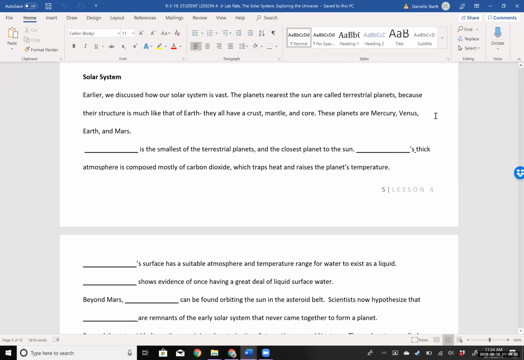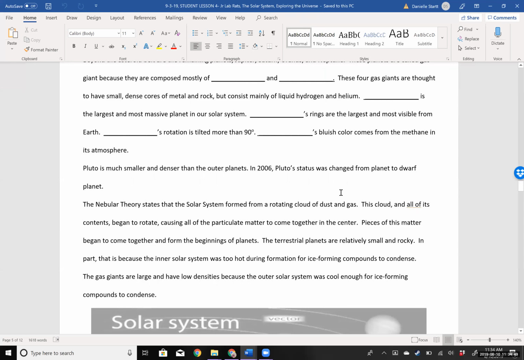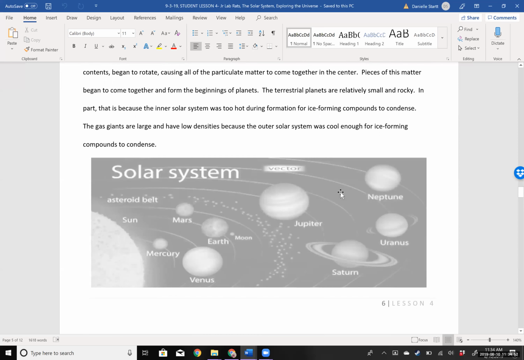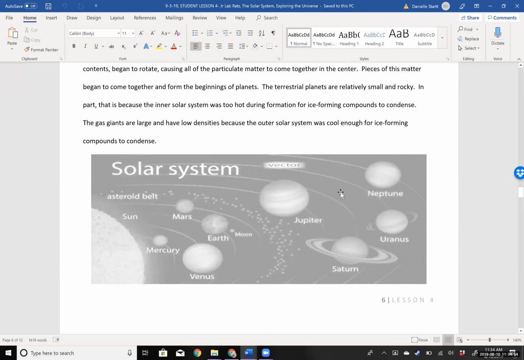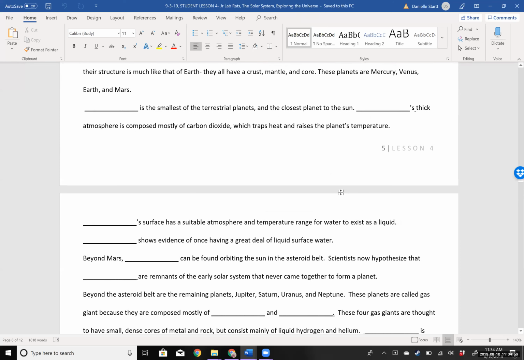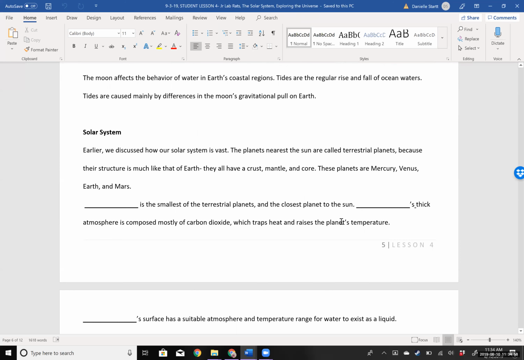These planets are Mercury, Venus, Earth, and Mars. They're the terrestrial planets, okay? They're also called the inner planets because they're nearest the sun, okay? "Blank is the smallest of the terrestrial planets and the closest planet to the sun." Okay, which planet is the closest to the sun? Do you know? Oh, here's a picture down here you could look at that could help you. So blank is the smallest planet and it's closest to the sun.